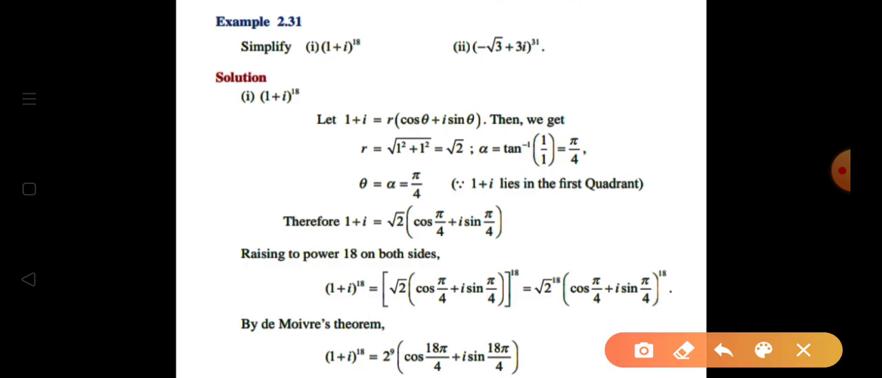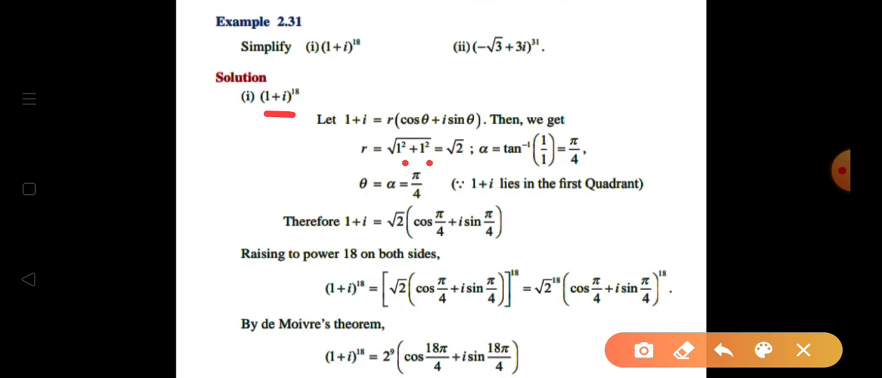Solution starts: (1 plus i) whole power 18. Let 1 plus i equal r into (cos theta plus i sin theta). Then we are going to find the r value first. r is equal to square root of x square plus y square. Here x and y both are equal to 1. So r is equal to square root of 1 square plus 1 square, which is root 2. Okay, now r is finished.